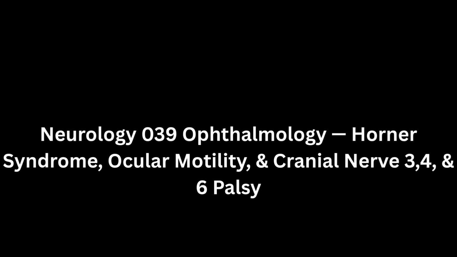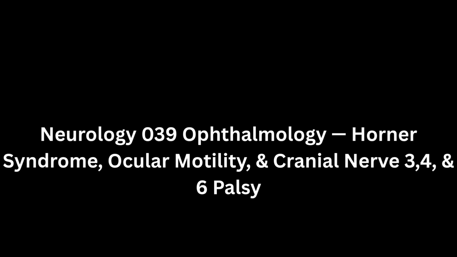Lastly is ocular motility. What you need to know is that cranial nerve 6 innervates the lateral rectus. Cranial nerve 4 innervates the superior oblique, and cranial nerve 3 innervates the rest of the eye muscles. Now, this is very easy, very straightforward. You have to remember LR6, SO4, R3.